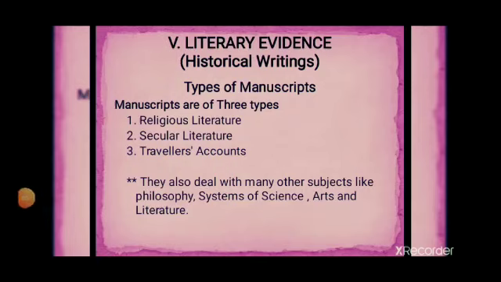Here we can say that there are many types of manuscripts. The types of manuscripts are basically three: religious literature, secular literature and traveler's accounts. They also deal with many other subjects like philosophy, systems of science, arts and literature. But mainly we can divide the manuscripts into three parts: the first is religious, the second is secular and the third is traveler accounts. One by one we will see each type also.